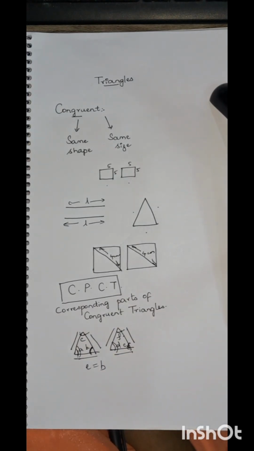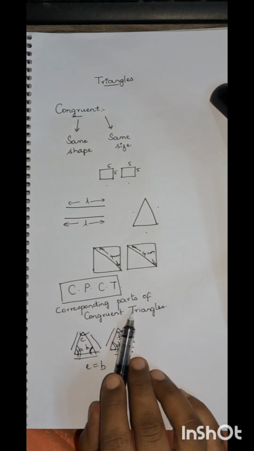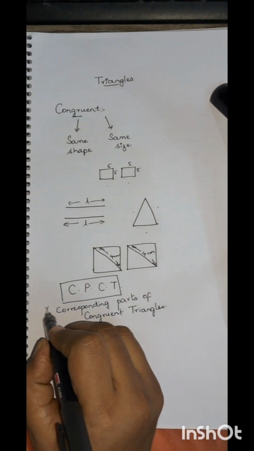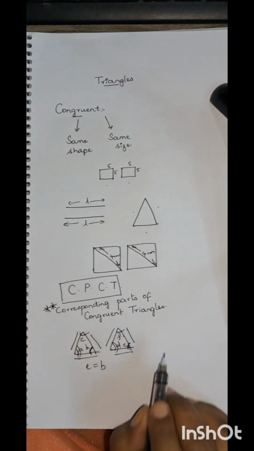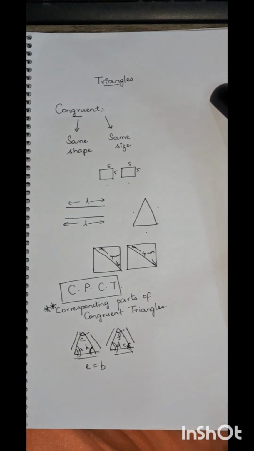If two sides are equal, you can just take the sides also. AC will be equal to DF, BC is equal to EF. Like this, the parts are also important. So this is a very important topic.